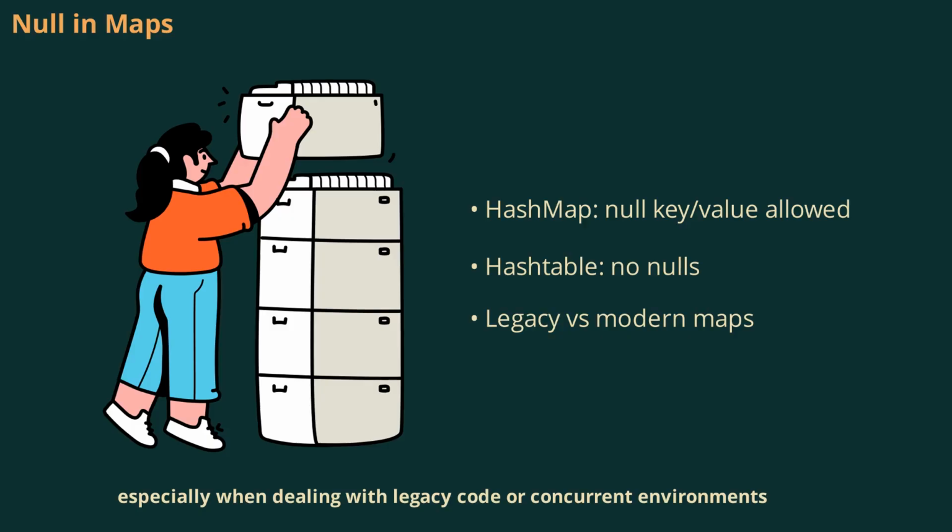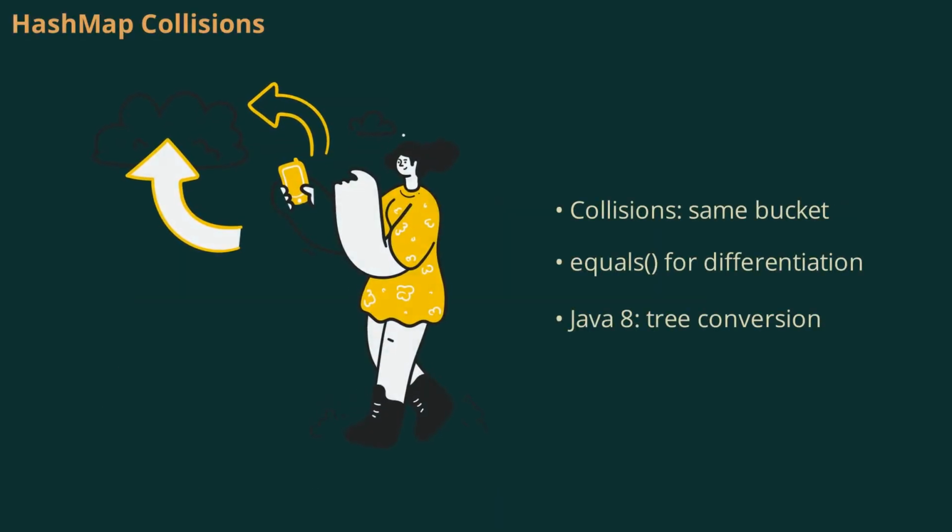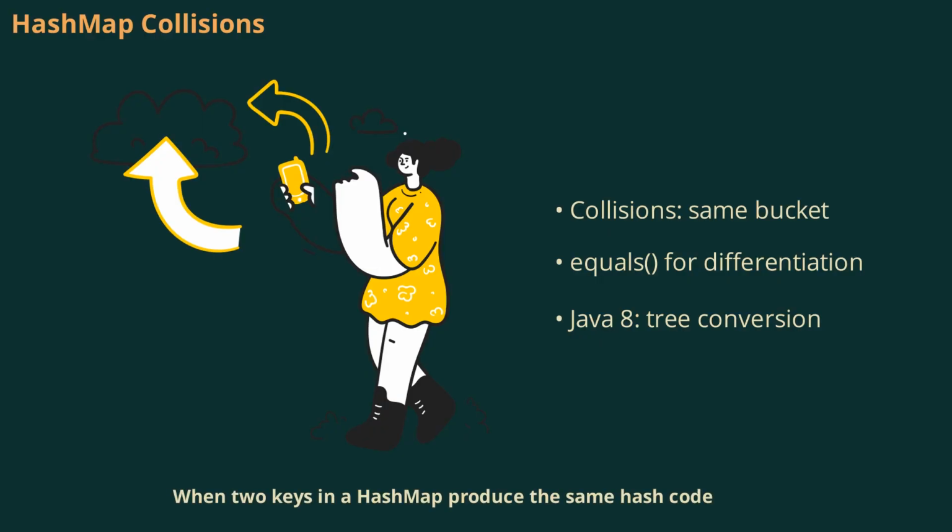When two keys in a hash map produce the same hash code, they end up in the same bucket. Java then uses the equals method to differentiate between them. In Java 8 and later, if a bucket grows beyond a certain threshold, it converts from a linked list to a balanced tree for better performance. Understanding how collisions are handled is crucial because it directly impacts the efficiency and scalability of your applications. This knowledge is often tested in interviews to assess your grasp of data structures.